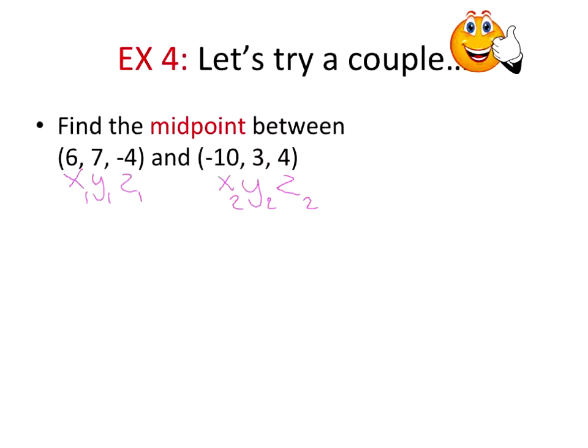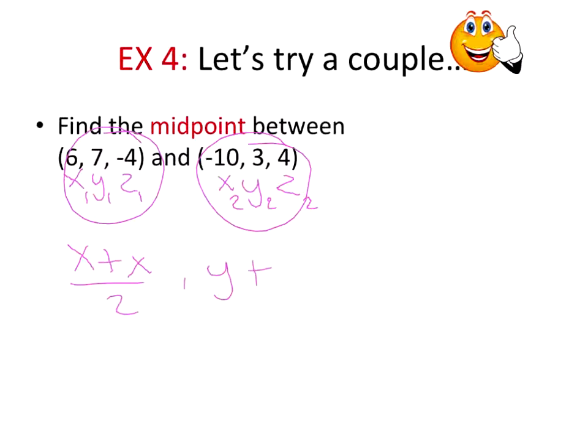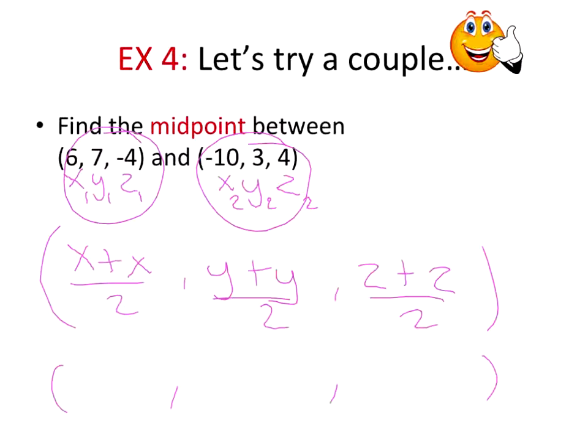And someone typed in, it really doesn't matter which is which, because I could have all of these be the ones, I could have all of these be the twos. It doesn't matter, because in your formula, we're just adding them together anyway and dividing by 2. When you think you have your answer, type it in. So x plus your x divided by 2, y plus y divided by 2, z plus z divided by 2.